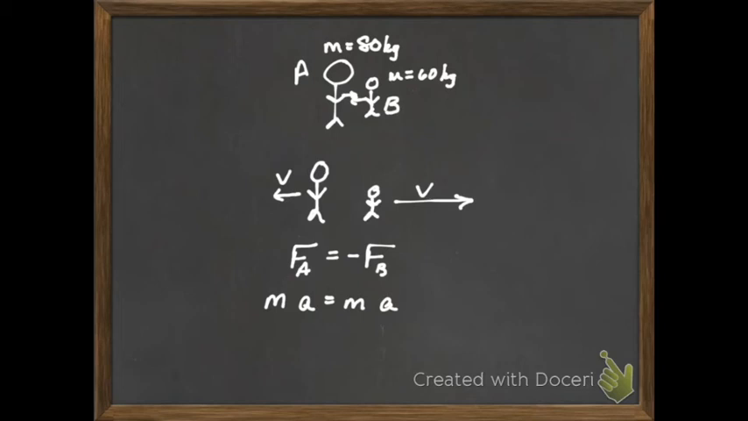Okay? Now, let's label these further. So this is the mass of A and his acceleration, and the mass of B and his acceleration. Each of these is Newton's second law. There's a negative sign. Now, if we were to calculate out what's going on with the accelerations, mass A is 80 kilograms. Mass B is 60 kilograms.